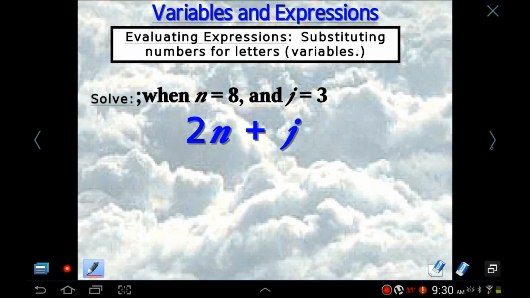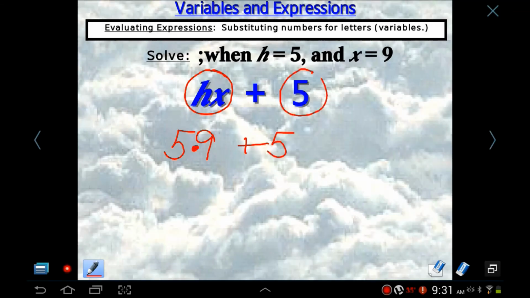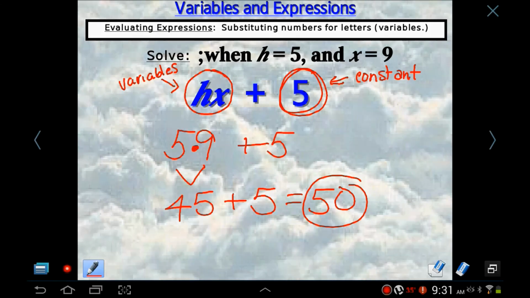Alright, next example here is hx plus 5. Again, another example just like the previous one. This time around I have two letters next to each other. So hx, what does that mean? Well, h is 5 and x is 9, but does it mean 59? No, it does not. It means 5 times 9 plus 5. That's our constant. 5 is our constant, and these are our variables. So 5 times 9, 45 plus 5 is equal to 50. There's that. Okay, so these are not too difficult, but that's what it's all about, just evaluating.